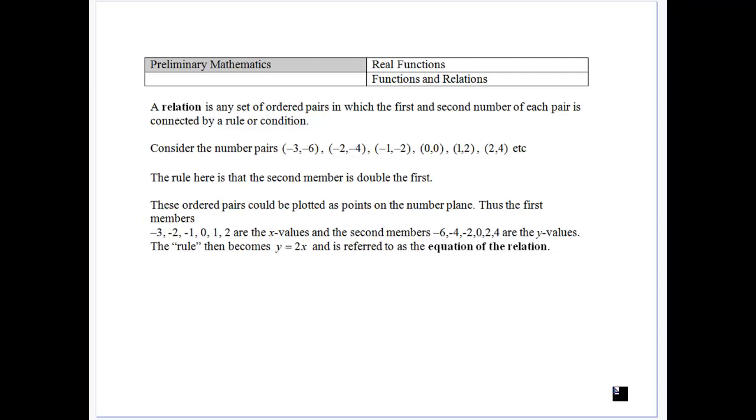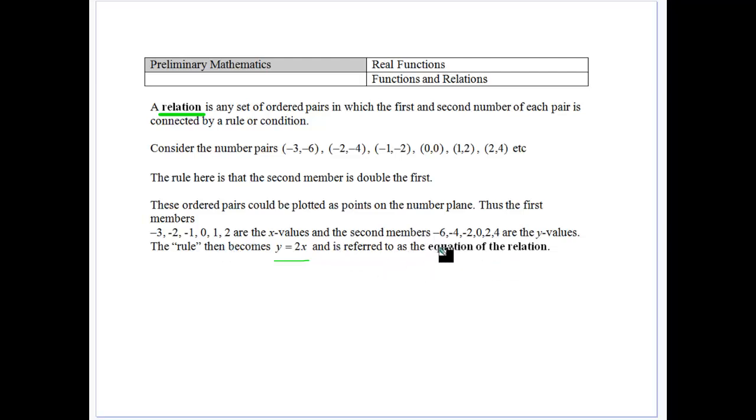The first one is what we call a relation. The idea of a relation is any set of ordered pairs, so basically values of x and y that will be connected by some rule. If we have a look at these numbers here, the rule would be the second member of these pairs is double the first. So we could write the rule as y is equal to 2x. If those are x values and those are y values, then we get an equation of that relation.